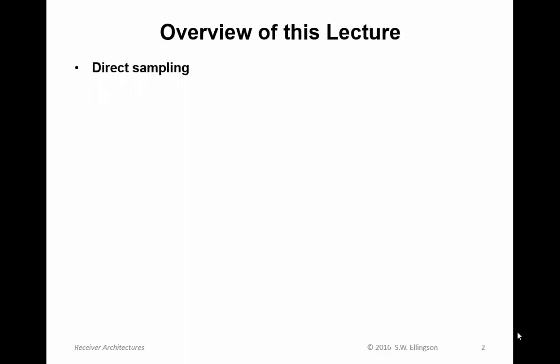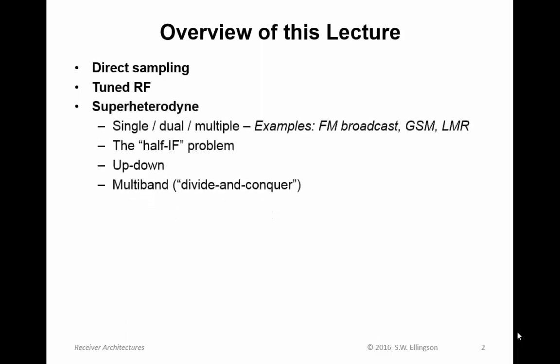First, direct sampling. Then tuned RF. These are two examples of receiver architectures. Other examples of receiver architectures include superheterodyne receivers. There are several variants: single, dual, and multiple conversion, and we'll talk about how these are used in FM broadcast, GSM, and land mobile radio receivers.